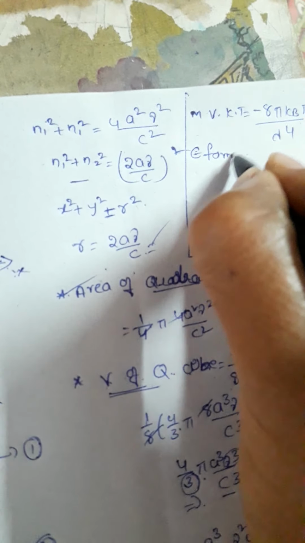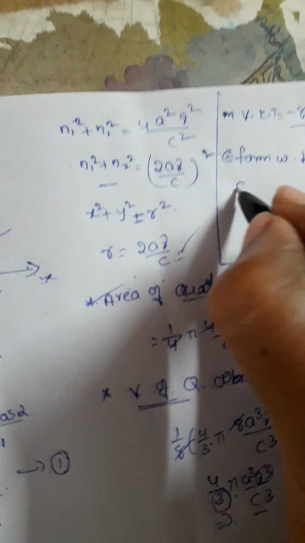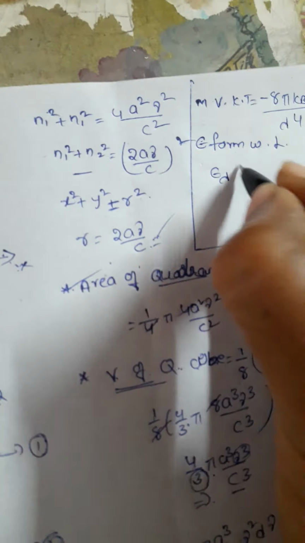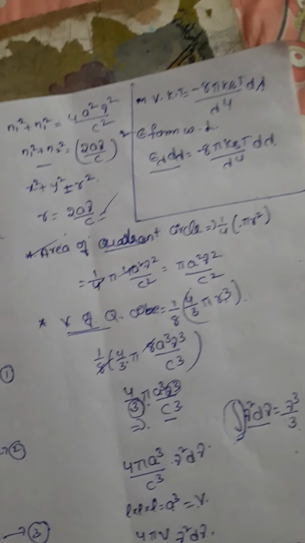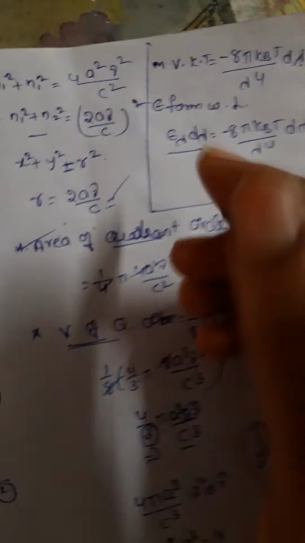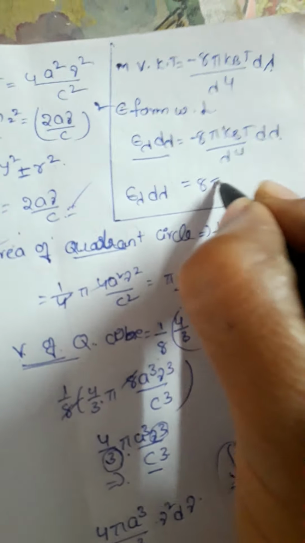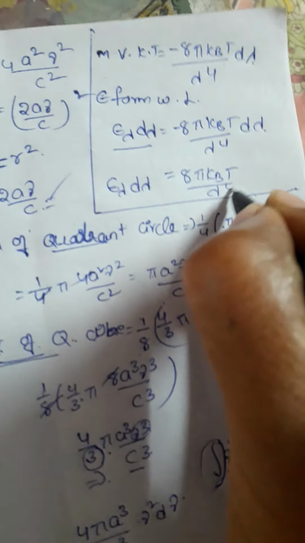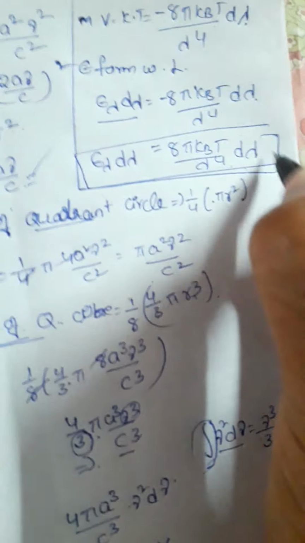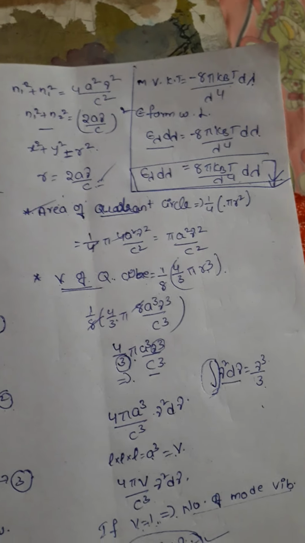I am writing the energy form of wavelength. How to write? That is E_λ dλ equals minus 8π kBT by λ power 4 into dλ. If you are considering the magnitude of energy, at that time the negative changes to positive. That is E_λ dλ equals 8π kBT by λ power 4 into dλ. This is the Rayleigh-Jeans law. Very, very important.